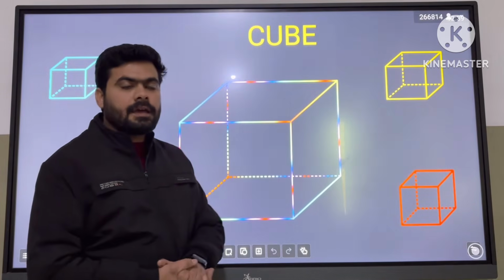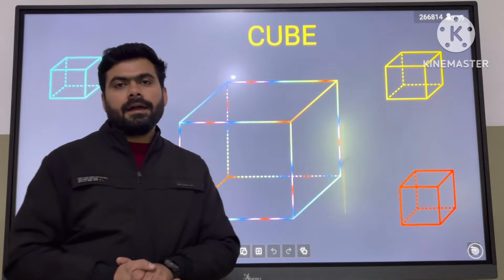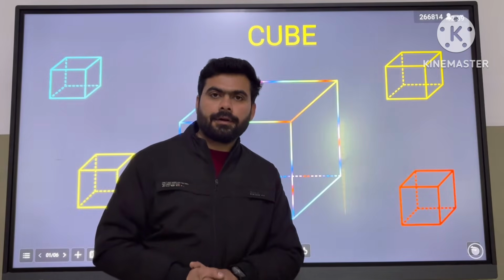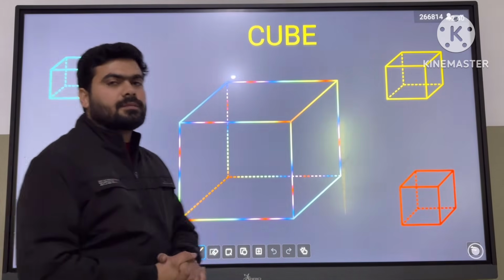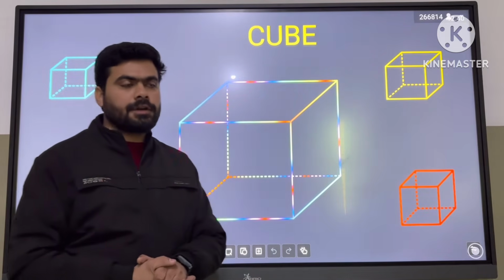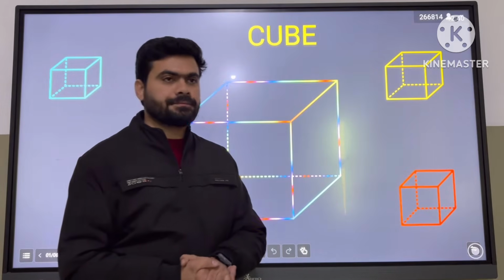Dear students, in the previous three classes, we have discussed cuboid and some questions based on cuboid. In today's class, I am going to teach cube and some questions based on cube. So, dear students, what is the actual definition? What is a cube?